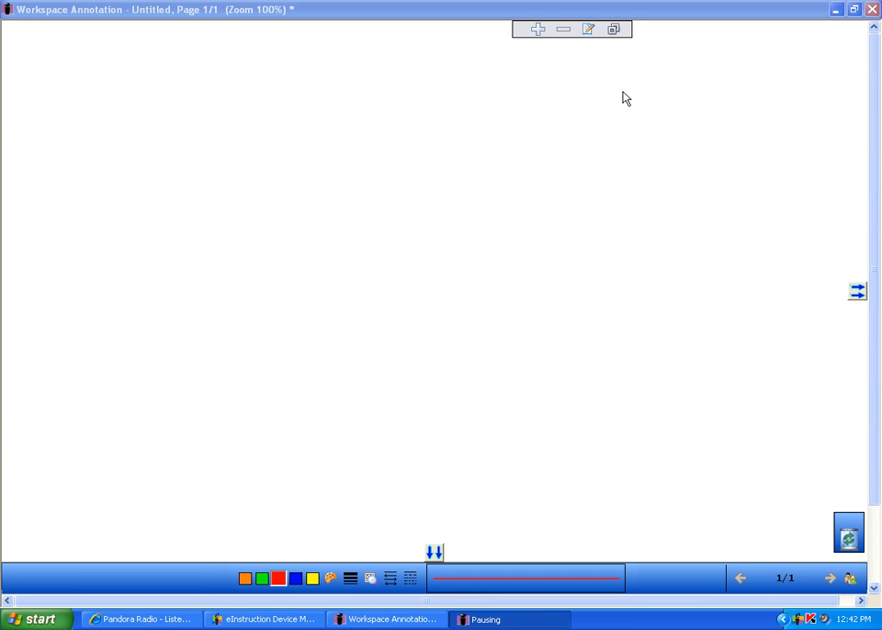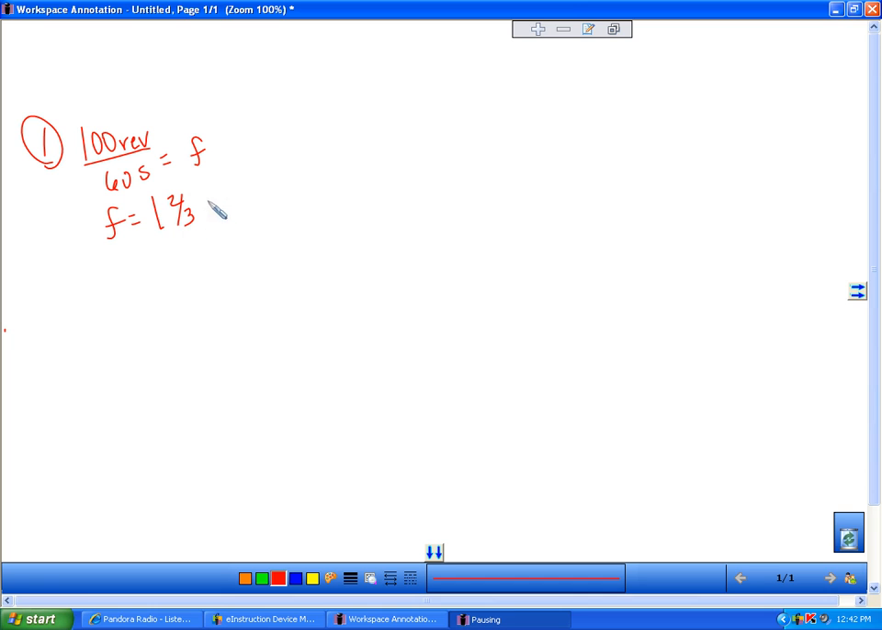Okay, so I'm going to look at the first practice problem, and it talks about David and Goliath. It tells me in there that the frequency is 100 revolutions every minute or every 60 seconds. So the frequency divides out to be 1 2/3 revolutions per second.